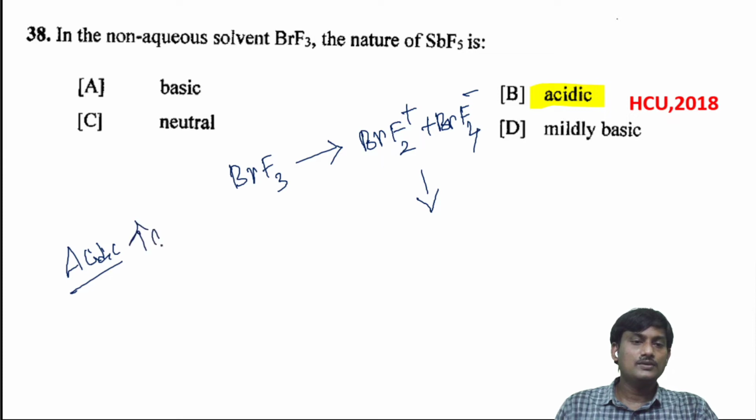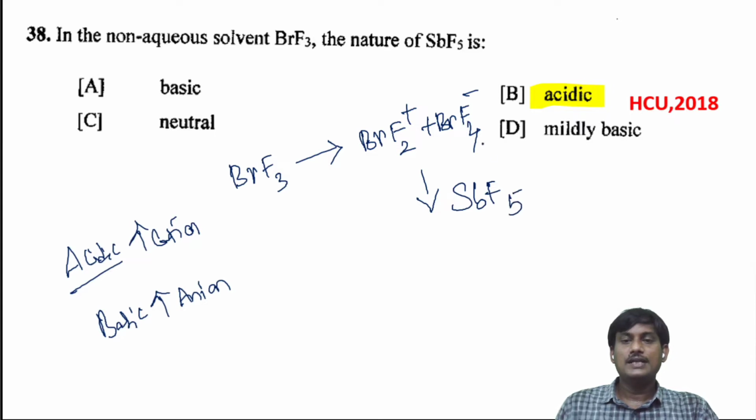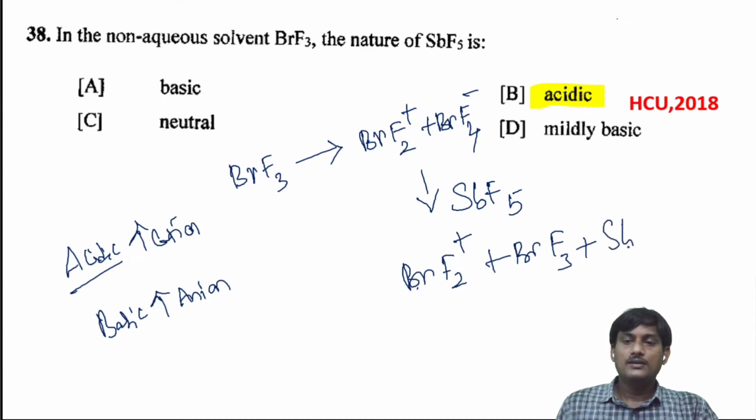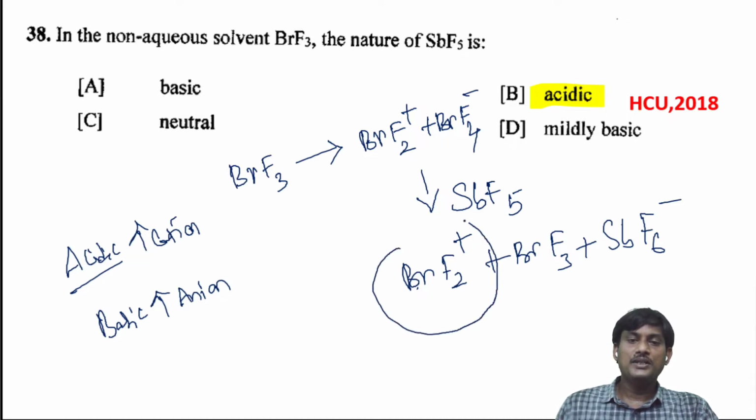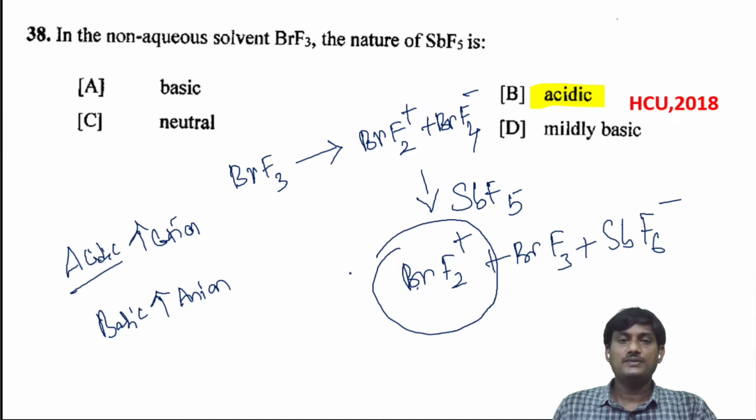It increases cations of auto-dissociated species. And a basic compound increases anions. Suppose you add SbF5; this one attracts F minus, so there is a formation of BrF2 plus and BrF3. F minus will react with SbF5 to give SbF6 minus. So finally there is an increase in the amount of BrF2 plus. There is an increase in cations.